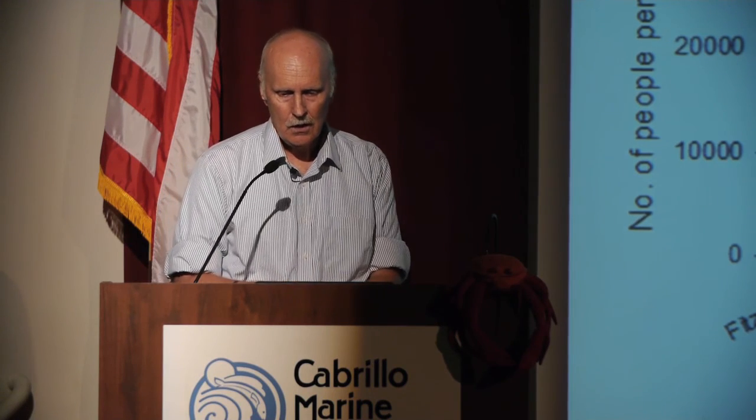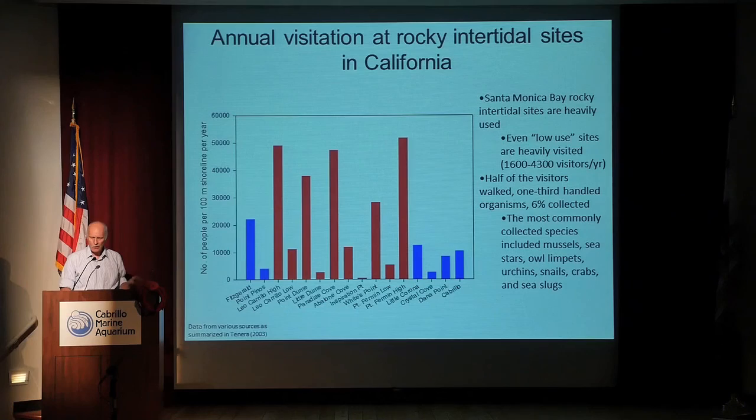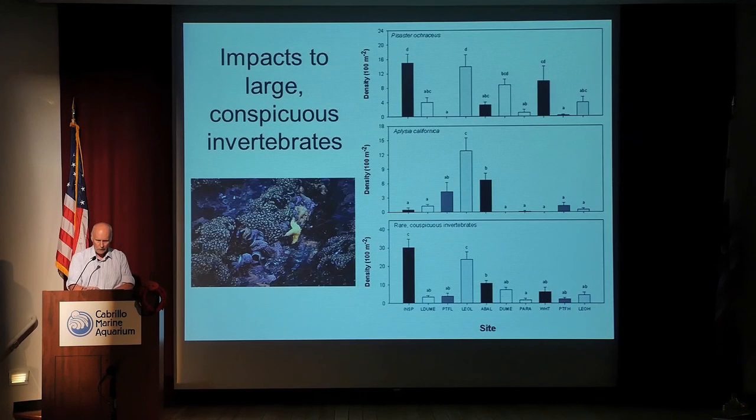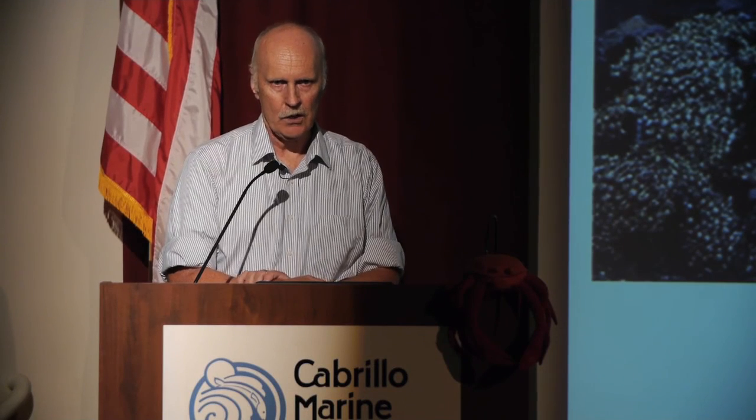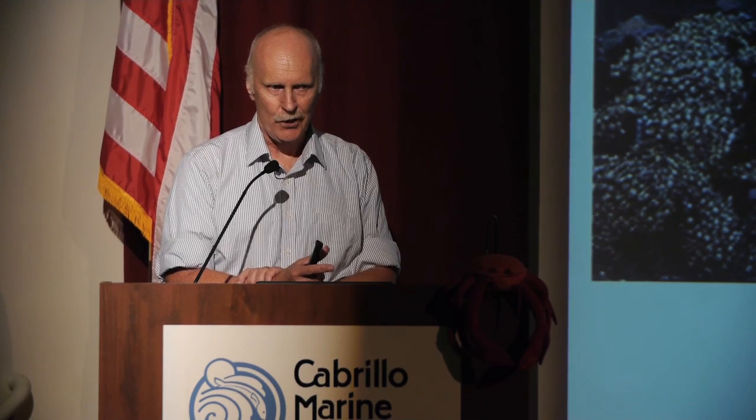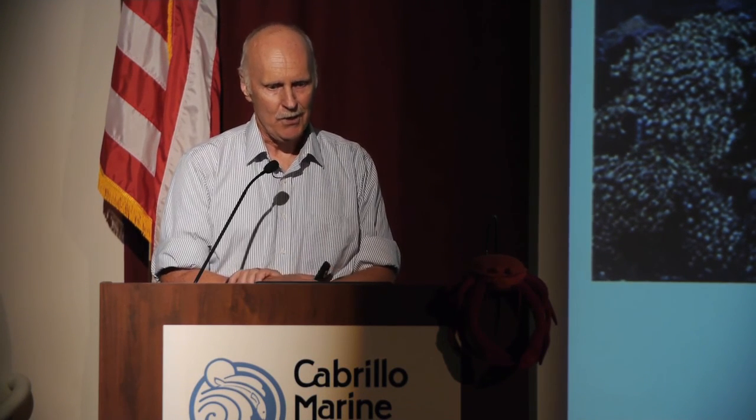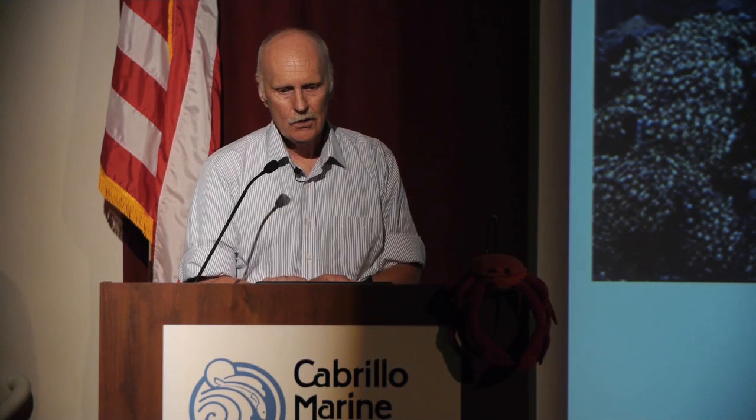Half the visitors just walked through the site, a third of them handled organisms, 6% of them collected organisms, and mostly what they collected were mussels, sea stars, owl limpets, urchins, snails, crabs, and sea slugs. So there's lots of impacts that we detected, and I don't want to show you all the data, but one of the main things we saw is that if it was a large conspicuous invertebrate, it was probably affected by people, mostly by collection.